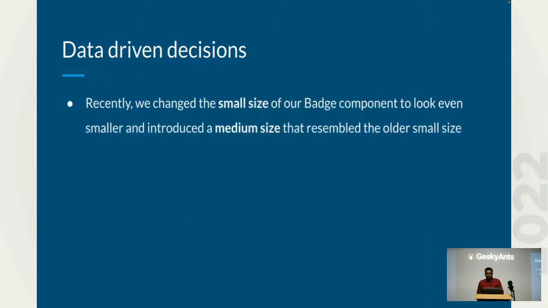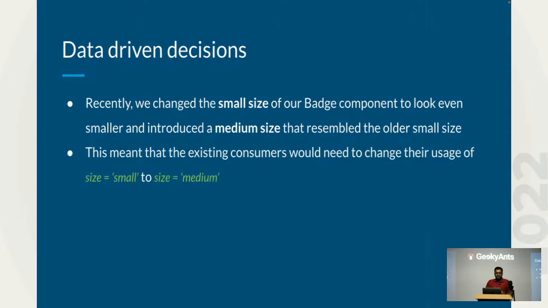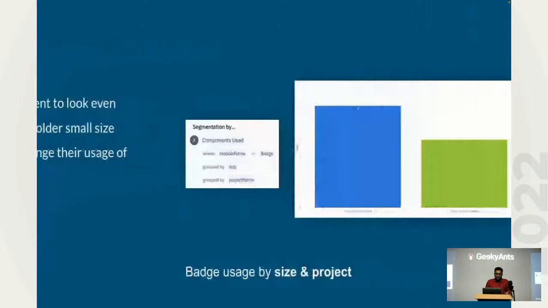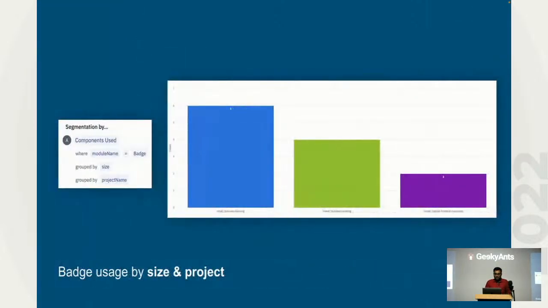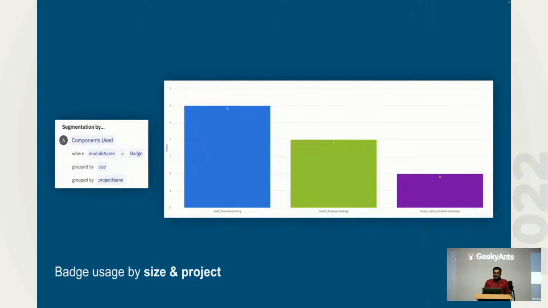So recently we had to change the small size of our badge, and essentially what it meant was we introduced a new medium size. So our small had to become medium. So all our consumers had to change small to medium. That's a tedious effort. So we're going to break things for people, and we were scared of making that change. But because we had data to help us out, we just looked it up. Who is using badge of size small, and we grouped it by project name. So we knew it was just business banking who was using that. So instead of being scared about making that change, we could just reach out to business banking, ask them to make that change or make that change for them, and then go ahead and break our design system. So that's how we were able to make more meaningful decisions and take more risks with our design system, because we had data to back it up.